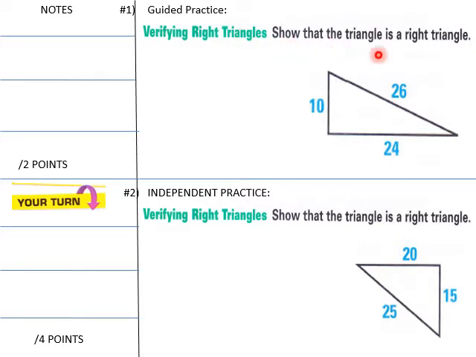Okay, I got to practice: show that the triangle is a right triangle. We're going to show that it's a right triangle, or try to. Students, this is you. Start work on this now to see if it is a right triangle.